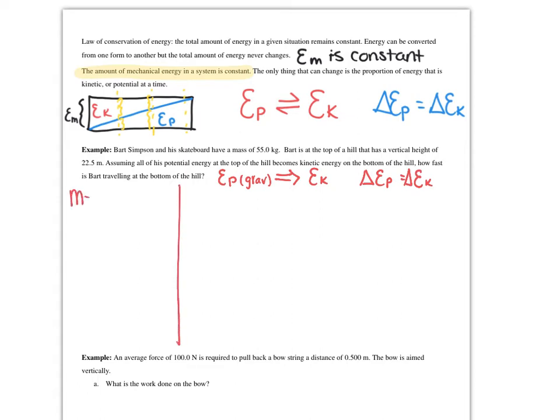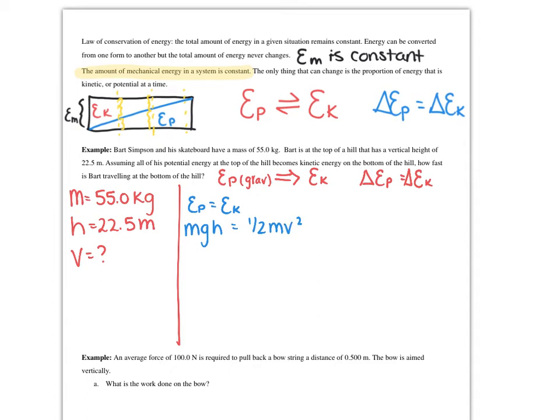So Bart has a mass of 55 kilograms. The hill has a height of 22.5 meters. Assuming all the potential, how fast is Bart traveling at the bottom of the hill? Now, this doesn't look like a lot of information, so let's look at our equations. So EP is equal to EK here. Remember that EP is mgh, and EK was 1/2 mv squared. So let's see if we have enough information to solve for V in this case.